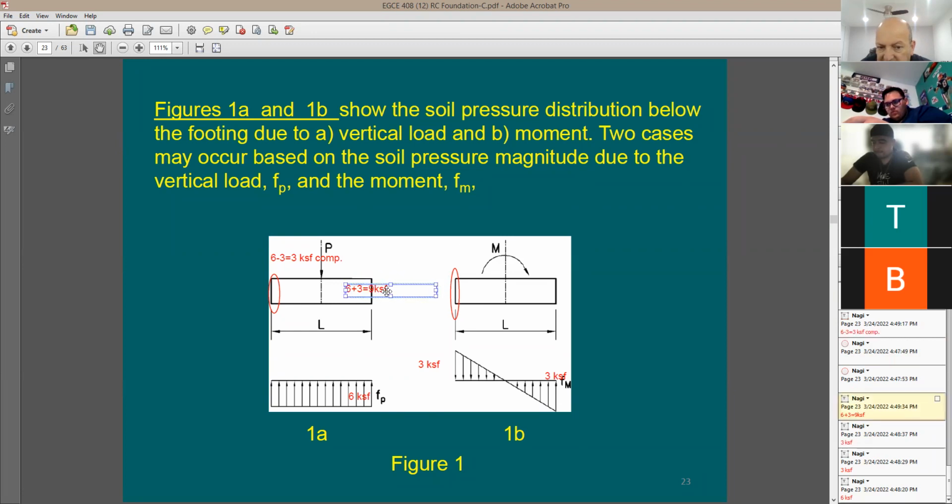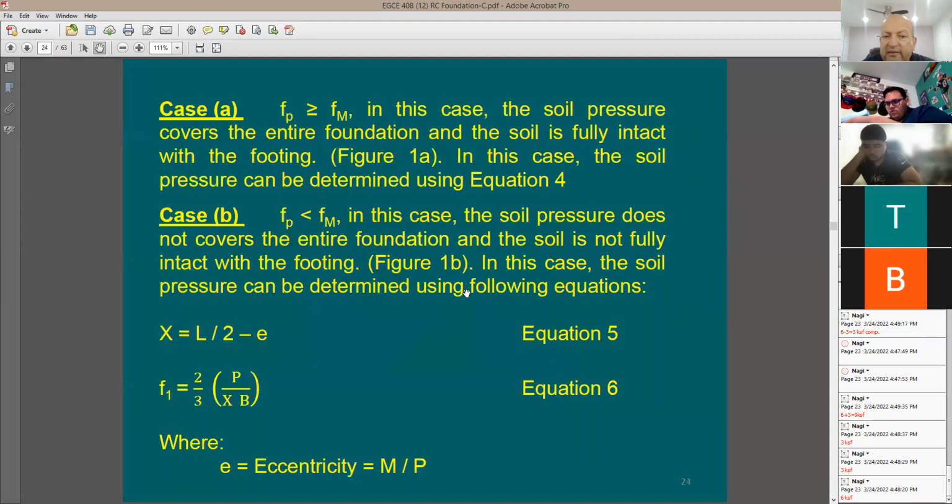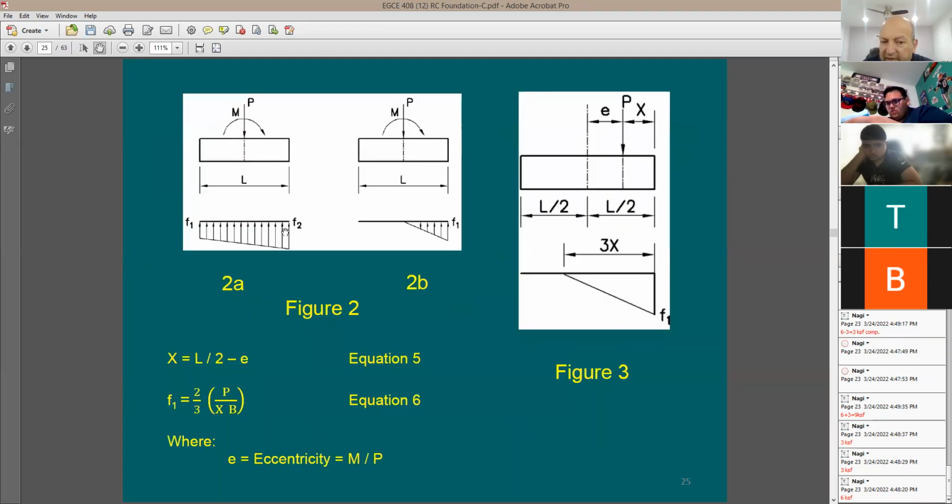This is going to be the right side. So now the left side is going to be 3 KSF and the right side is going to be 9 KSF because the amount of compression here prevails. So you're going to end up with compression on both sides. Yes, say like this diagram, like in here.